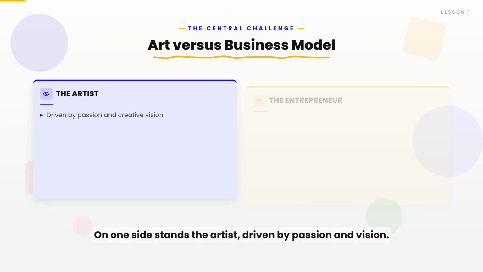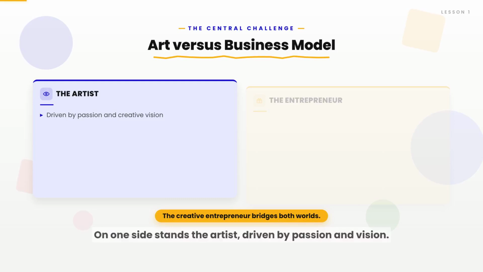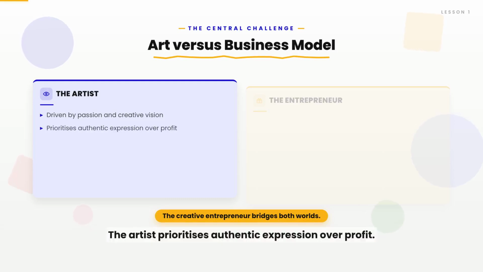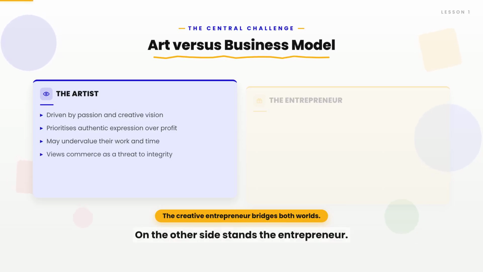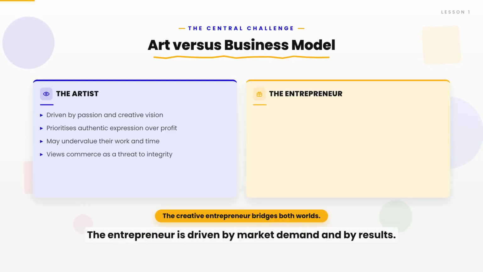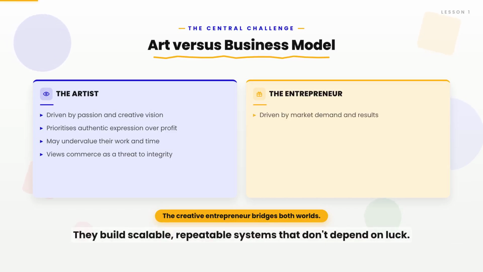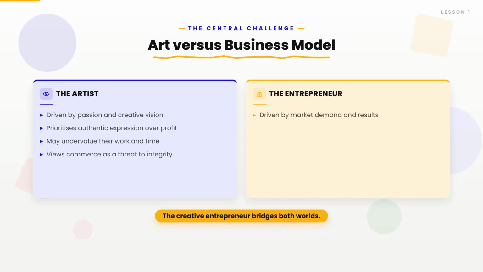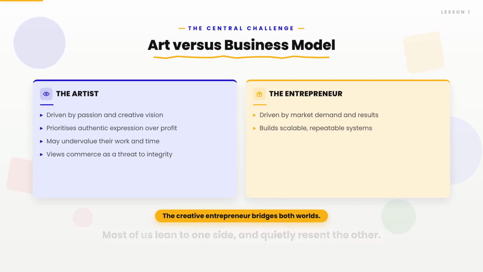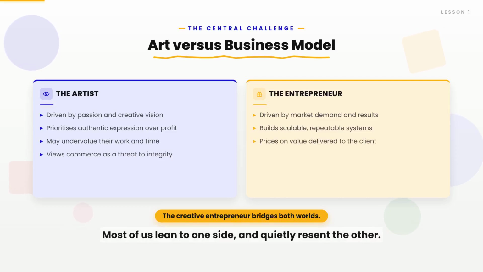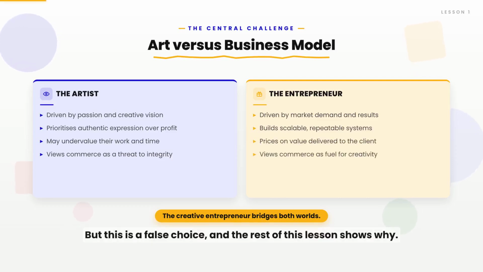On one side stands the artist, driven by passion and vision. The artist prioritizes authentic expression over profit. They may undervalue their work and see commerce as a threat. On the other side stands the entrepreneur. The entrepreneur is driven by market demand and by results. They build scalable, repeatable systems that don't depend on luck, and they price on the value delivered, not just on effort or materials. Most of us lean to one side and quietly resent the other. But this is a false choice, and the rest of this lesson shows why.